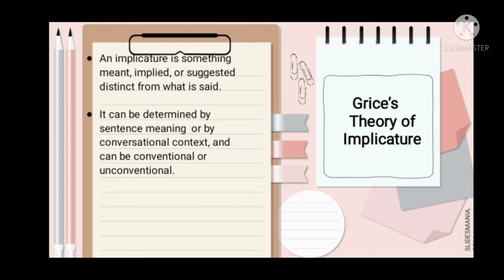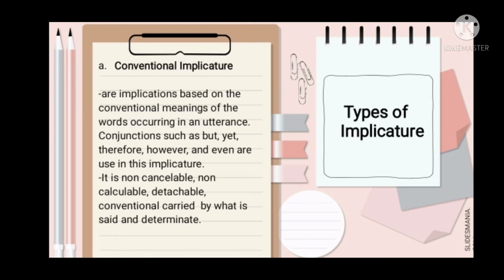So an implicature can be determined by the sentence meaning or by the conversational context, and can be conventional and unconventional. The first type of implicature is conventional implicature. These are implications based on the traditional meanings of the words occurring in an utterance. Conjunctions such as but, yet, therefore, however, and even are used in this implicature. It is non-cancelable, non-calculable, detachable, conventional, carried by what is said, and determinate.